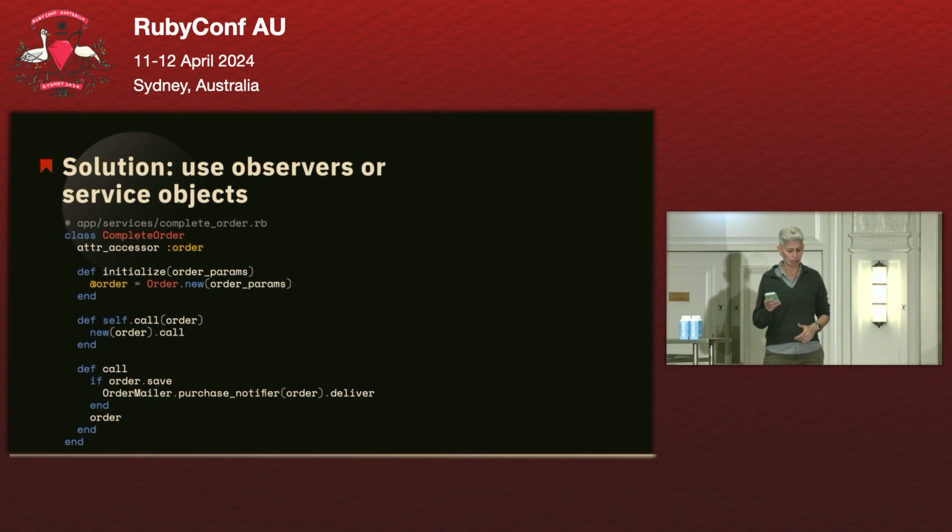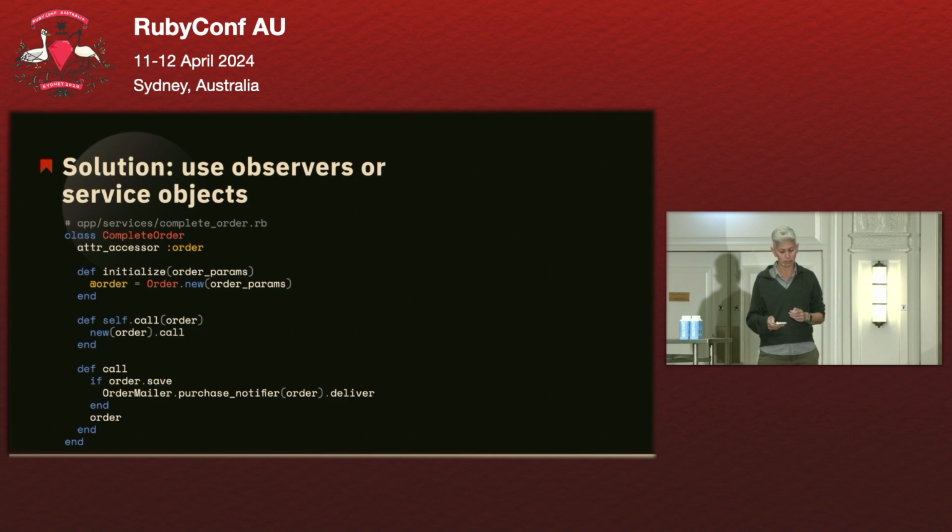And then in this case, I created a class method that's called call that I pass the order. All that method does is initialize this class and call an instance method with the same name. And the instance method, if the order saves, then sends an email. And in the end, I return the order object as well.